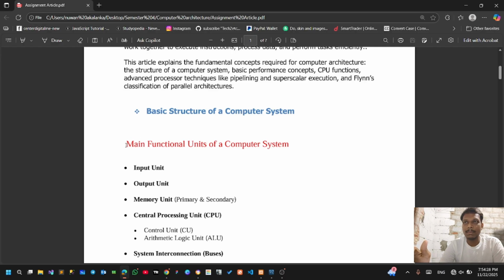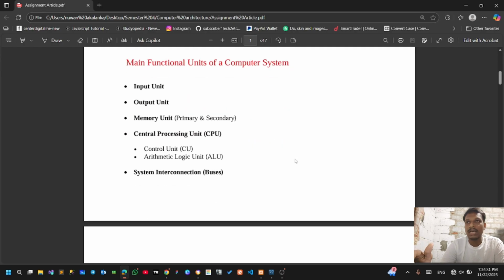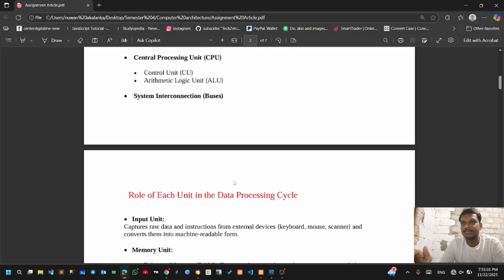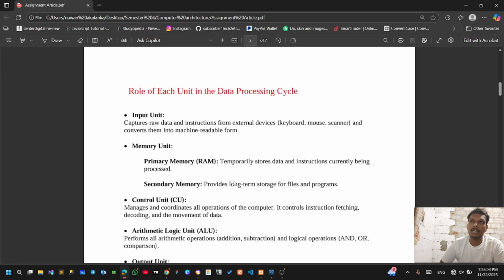First thing is the main functional units of a computer system. The main functional units are the input unit, output unit, and memory unit, which means primary and secondary, and the central processing unit, CPU, which means CU and ALU. You know ALU means arithmetic logic unit; it does arithmetic operations. Next we have system interconnection, which means buses. And the next topic is the role of each unit in the data processing cycle. So we discuss them one by one.